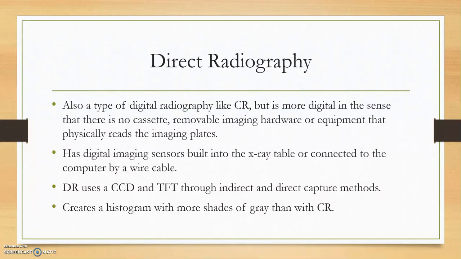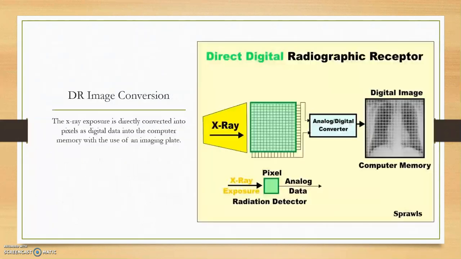So indirect and direct capture, there are two subtypes. CCD, which is the charge-coupled device, and the thin-film transistors. Basically, as you can see here in this image, the X-ray reaches the built-in image receptor and it directly converts it into a pixel, which is little forms that can be read by the computer rather than physical light being decoded by a physical laser. It's a very digital process.